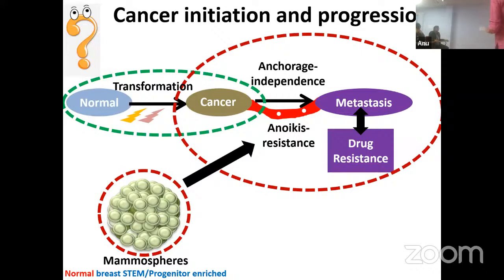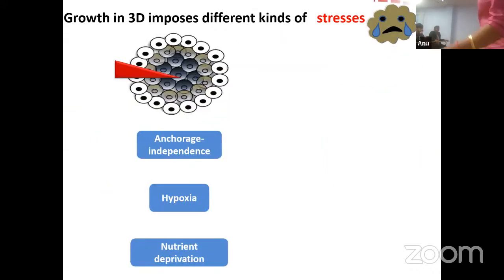So how does anchorage independence happen in these tissues? Of course, I want to know about it in cancer, but if I can use this normal structure and figure out the molecular mechanism within it, maybe cancer cells also use the same. So let us see, how does this normal mammosphere live in order to form this kind of an anchorage independent structure?